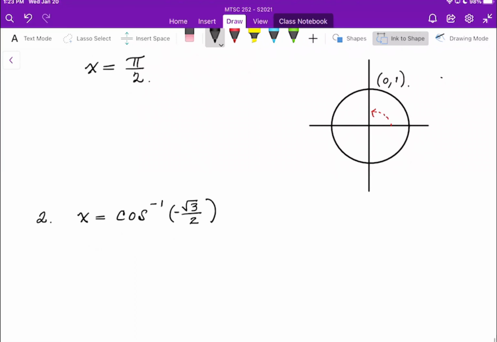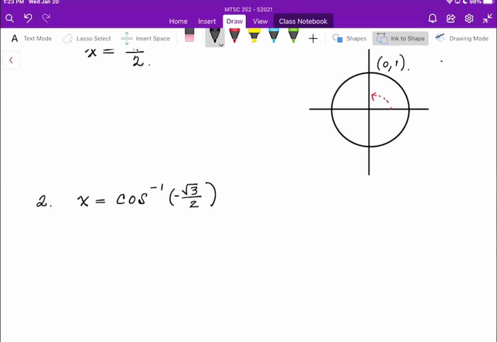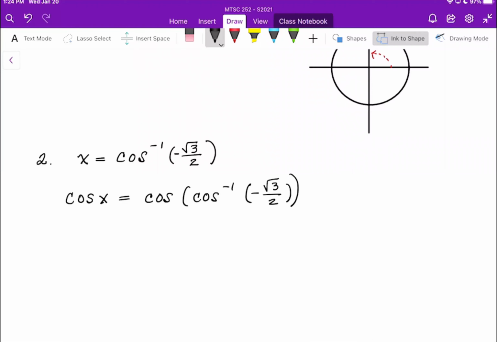Okay, so the cosine inverse of minus the root of 3 over 2. So now I'm going to use the cosine. So now I'm going to get the cosine of x. I'm taking the cosine of both sides. Is the cosine of the cosine inverse of negative root of 3 over 2. All right, so that says I want the angle where the cosine of x is equal to minus root of 3 over 2.